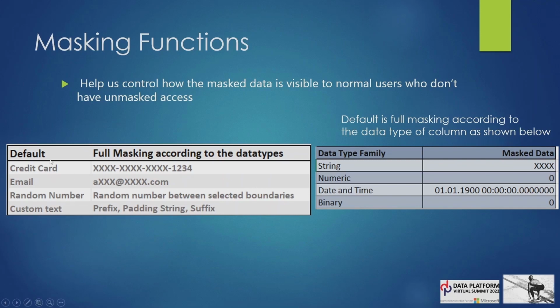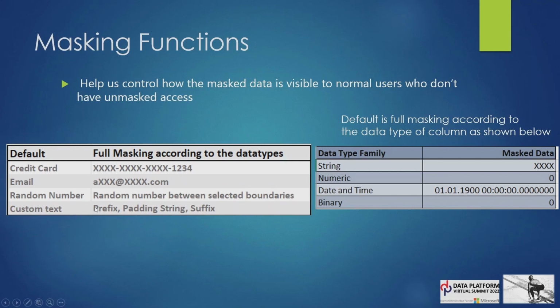So the different formats for masking functions by default are, if it's credit card, by default everything is XXX except for the last 4 digits. If it's an email, you would see just the first letter and everything else is XXX, and it appends a .com domain at the end by default. A random number is normally on numeric columns only. A random number would generate a random number between the selected boundaries. You give the minimum and the maximum, and it would return a random number between those two parameters.